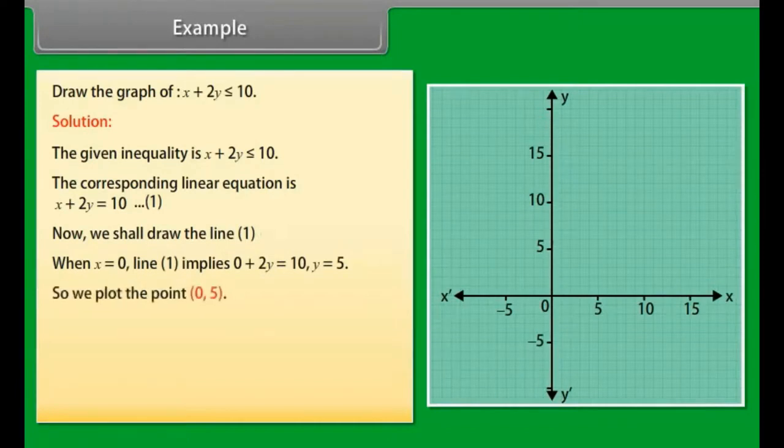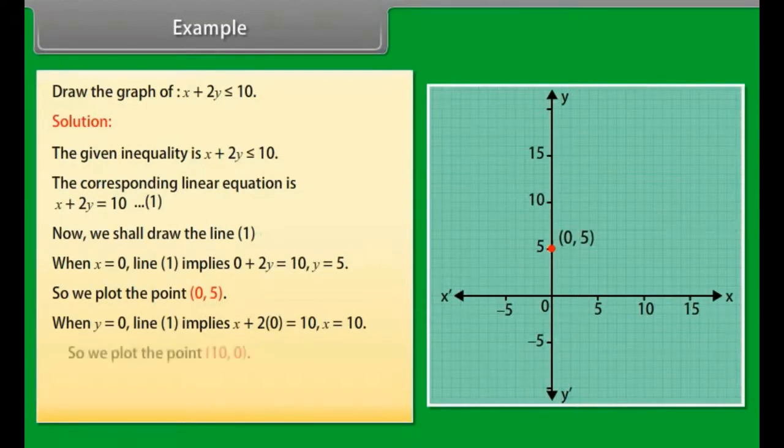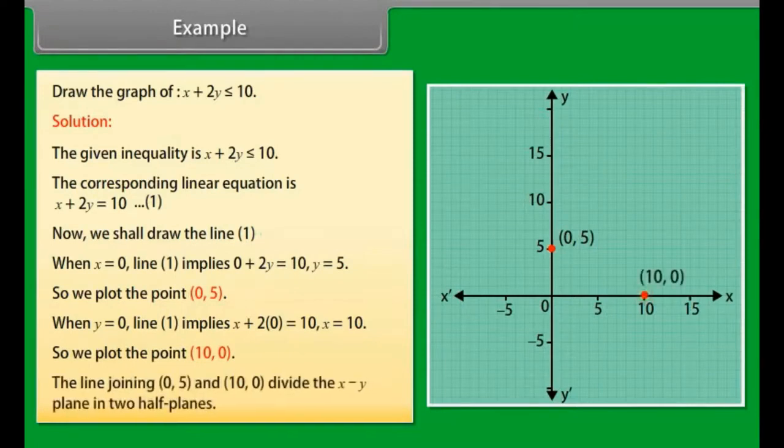So we plot the point 0, 5. When y equals 0, line 1 implies x plus 2 into 0 equals 10, x equals 10. So we plot the point 10, 0. The line joining 0, 5 and 10, 0 divides the xy plane into 2 half planes.